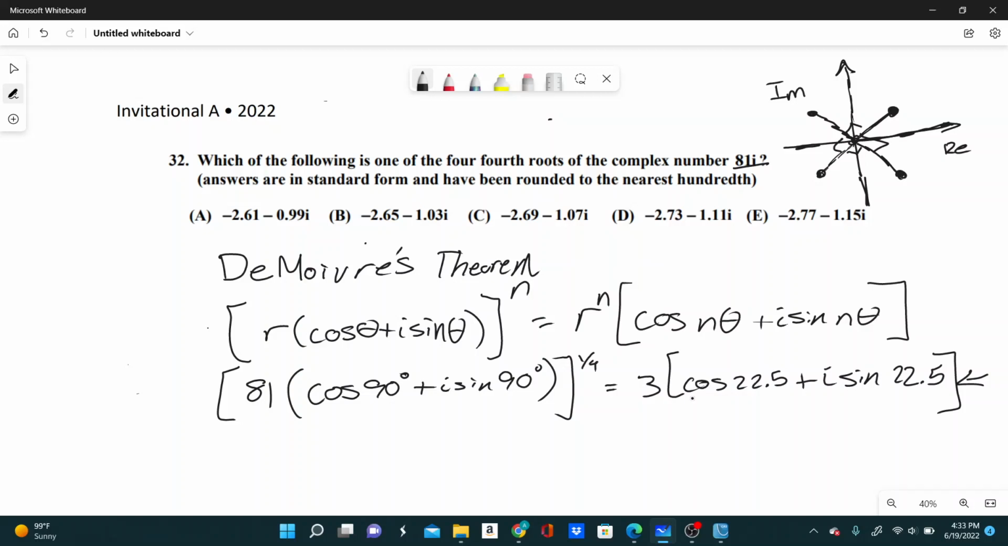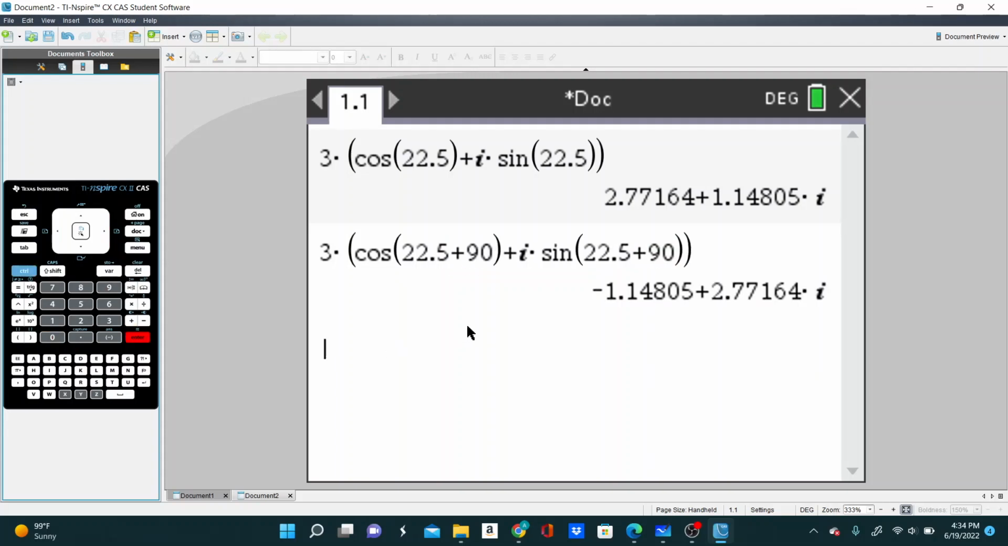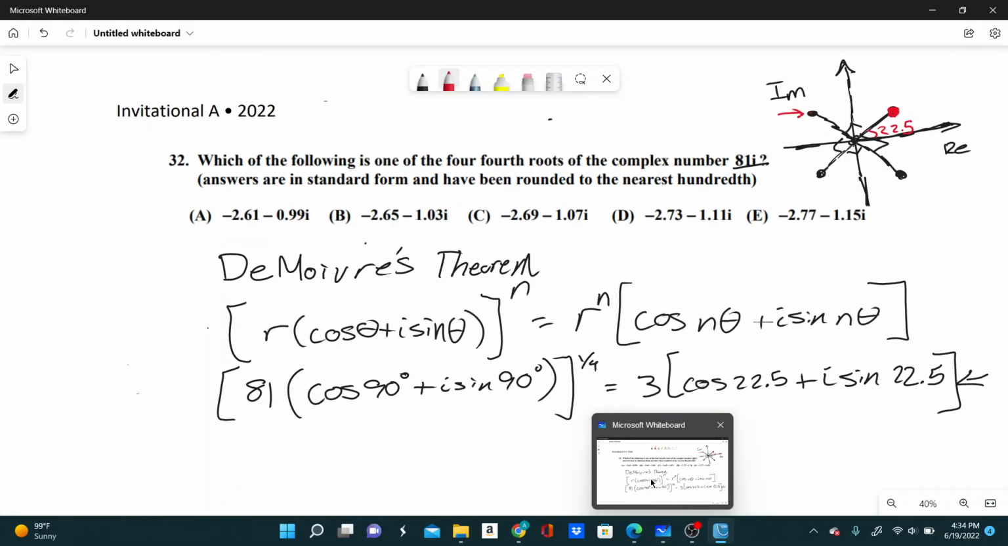And so the way that we find what those are actually equal to is by just plugging in the different angle measures. This root is the one that we just found. It's 3 away, and it has an angle of around 22.5. So to find this one, we just add 90 degrees. If we go back to our calculator, we can just add 90 degrees to all of our angles. So plus 90 on both of these. Let's see if this is an option. Negative 1.15 plus 2.77i. Negative 1.15. Nope, doesn't look like that's an option. So we've got to find the next one.